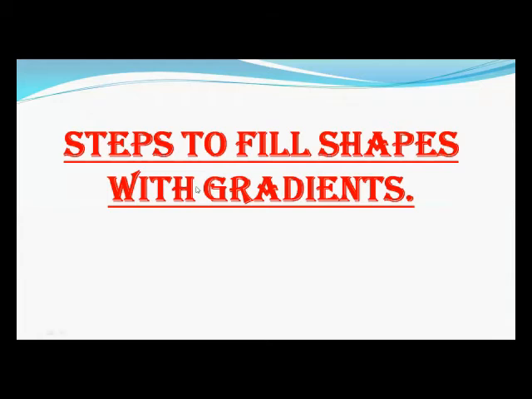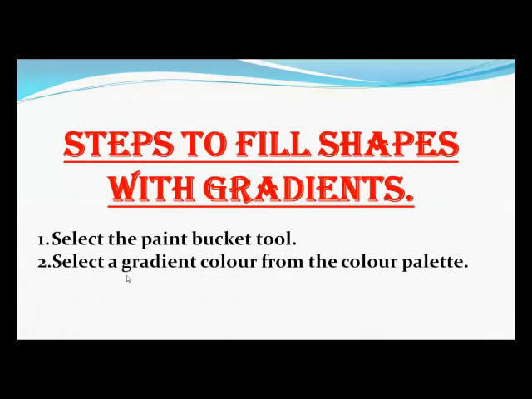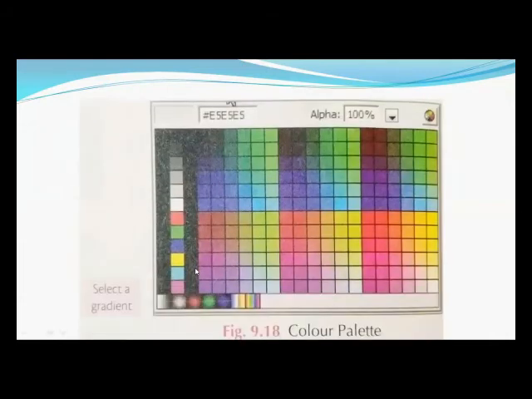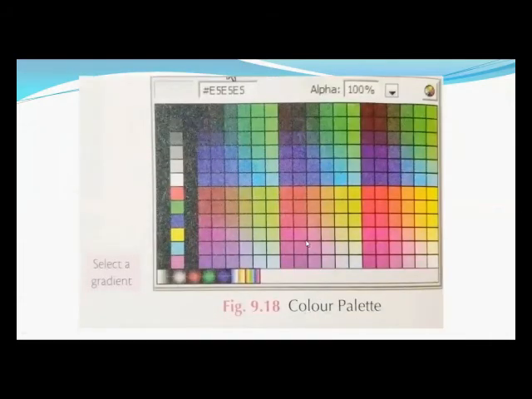Steps to fill shapes with a gradient. Select the paint bucket tool. Then select a gradient color from the color palette. Click inside the shape. Now this is the color palette given with Flash. If you want to select a gradient, you can select any color from here and then you can get a new color from this option. So this is the color palette.